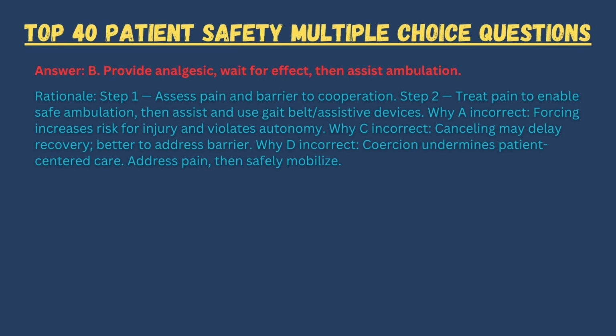Rationale. Step 1. Assess pain and barrier to cooperation. Step 2. Treat pain to enable safe ambulation. Then assist and use gait belt or assistive devices. Why A incorrect? Forcing increases risk for injury and violates autonomy. Why C incorrect? Canceling may delay recovery. Better to address the barrier. Why D incorrect? Coercion undermines patient-centered care. Address pain, then safely mobilize.